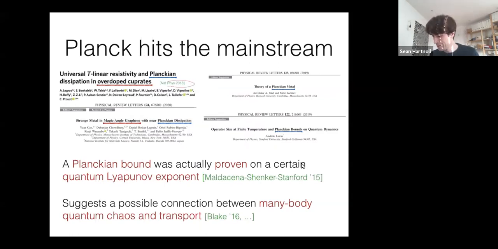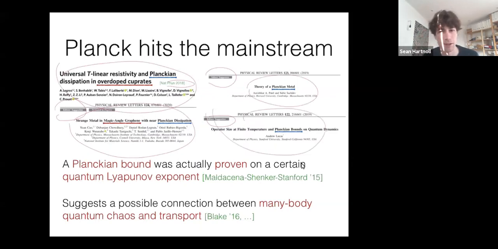The point of this slide is that if you wanted an editor's suggestion in PRL in 2019, it'd be a good idea to put the word Planckian in the title. So here, this is an experimental paper on cuprates, an experimental paper on magic angle graphene. These are theoretical papers, but this idea of a Planckian timescale, that it might have a life of its own, has just started to take off in the last few years. Although, as I've tried to tell you, it's an idea with deep roots.